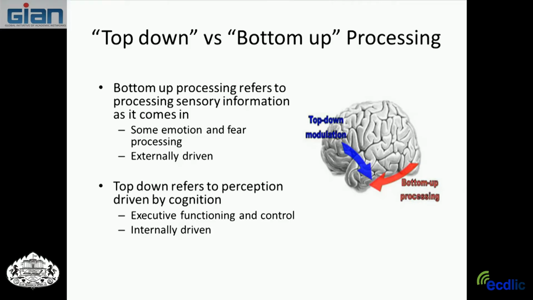We talked about top-down versus bottom-up processing. Bottom-up referring to the processing of sensory information and some of the more primitive functions that we have in the brain. These include emotion and fear processing. These types of inputs that come from bottom up are usually externally driven. So we see something, we react to it, or the information comes from the bottom of the brain up, versus top-down processing, which refers to processes that are driven more by perception and cognition.